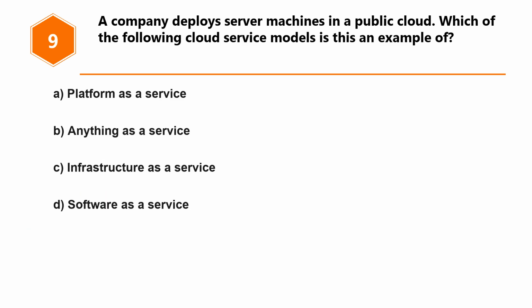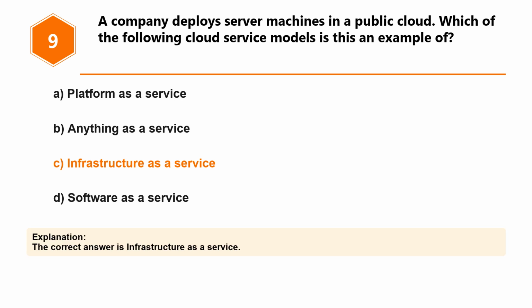Question 9. A company deploys server machines in a public cloud. Which of the following cloud service models is this an example of? Option A, Platform as a Service. Option B, Anything as a Service. Option C, Infrastructure as a Service. Option D, Software as a Service. The correct answer is option C, Infrastructure as a Service.